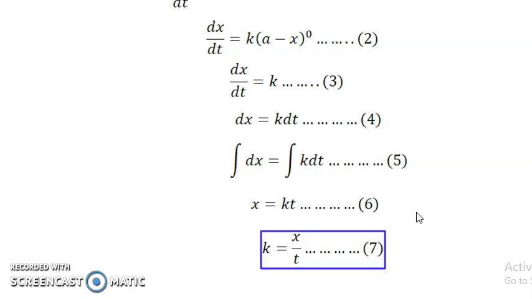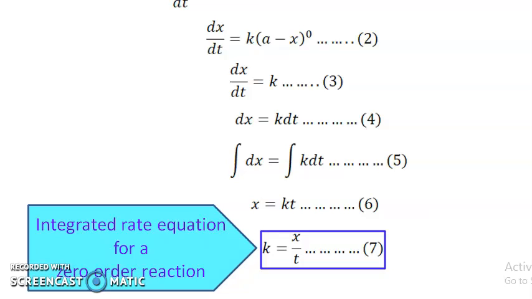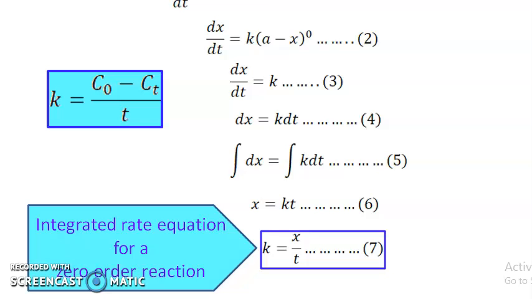That is the integrated rate equation for zero order reaction, k equal to x by t. And that shows that the rate constant is directly proportional to the concentration of the reactant. Now, this integrated rate expression can also be written as k equal to C0 minus Ct by t, where C0 is the initial concentration of the reactant and Ct is the concentration of the reactant at time t.